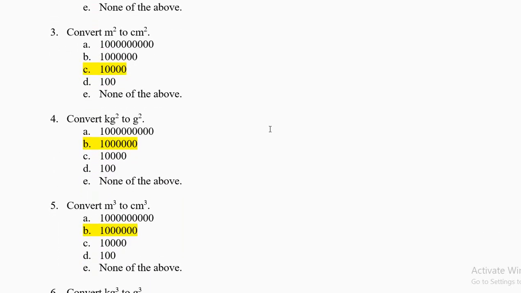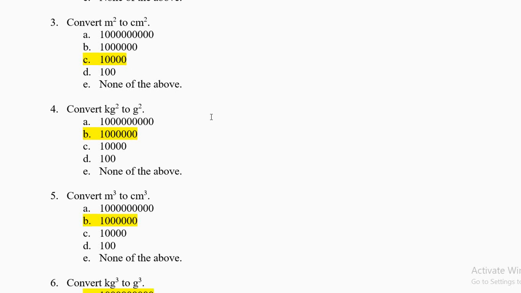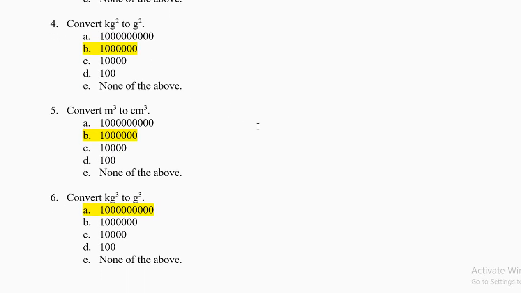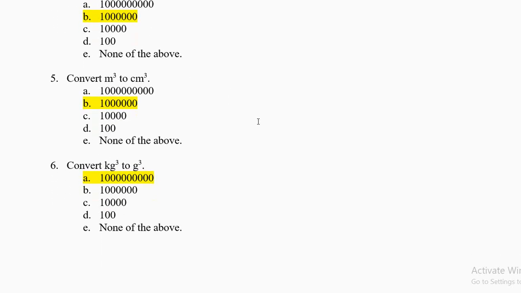Next, question number 3. Convert meter square to centimeter square. Now, how much is 1 meter? 100 centimeters. Meter square means meter into meter. So 100 centimeter into 100 centimeters. You will get 4 zeros. 10,000. C is the correct answer. Fourth, convert kilogram square to gram square. How much is 1 kilogram? 1000 gram. Kilogram square means kilogram into kilogram. So 1000 gram into 1000 gram. You'll get 6 zeros. It is 1 million. So B is the correct answer. Convert meter cube to centimeter cube. 1 meter is 100 centimeter.